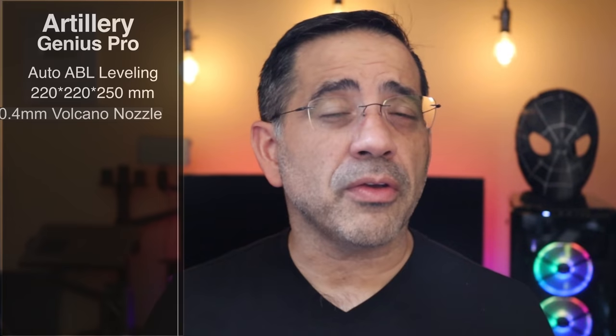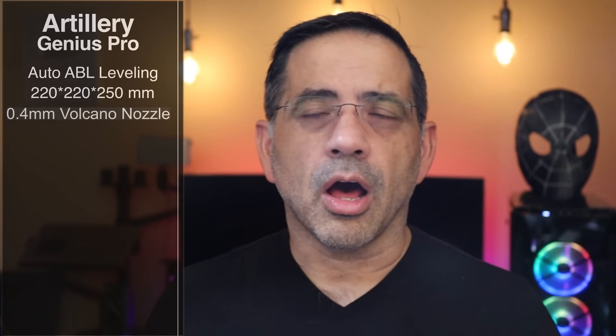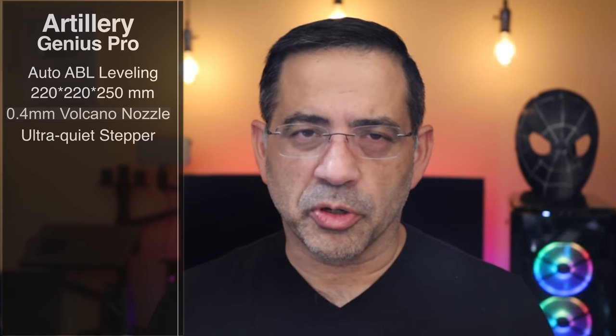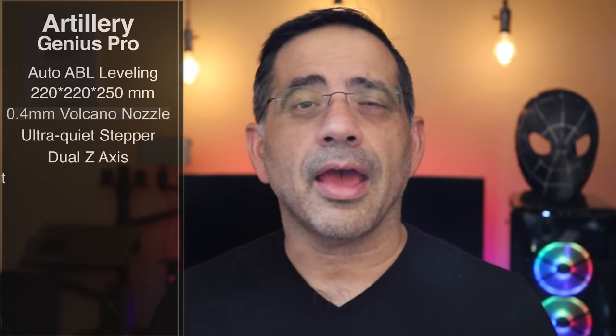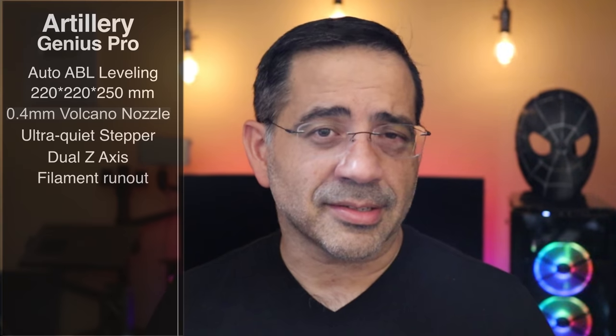Now the Genius Pro features auto bed leveling. It also has a 220 by 220 by 250 build plate. You're looking at a 0.4 millimeter volcano nozzle, ultra quiet stepper motor, super duper quiet, max speeds of 250 millimeters per second, and a dual Z axis implementation.